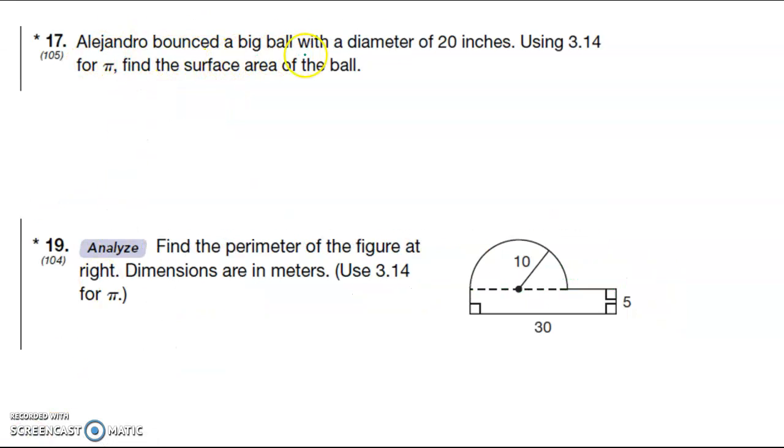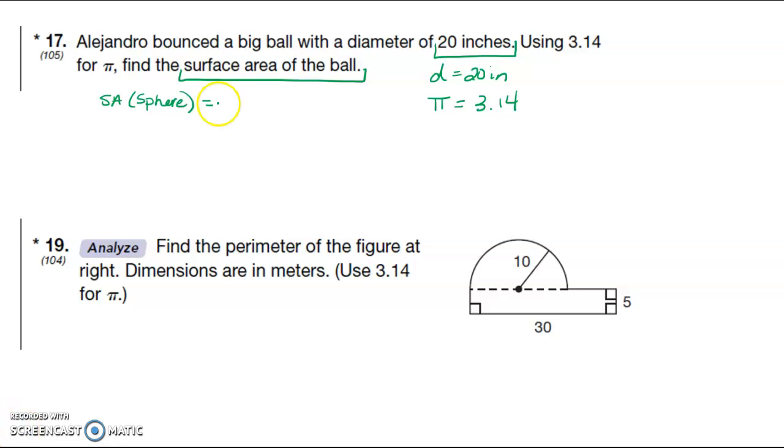Okay, Alejandro bounced a big ball with a diameter of 20 inches. So the diameter is 20 inches. It says use 3.14 for pi. Find the surface area of the ball. So we're using surface area of a sphere. We're using that formula which we found in the practice set. Surface area of a sphere is 4 times pi times r squared. So let's plug in what we know. 4 times 3.14 times, if this is the diameter, I know my radius is 10. So 10 squared. 4 times 3.14 times 100.